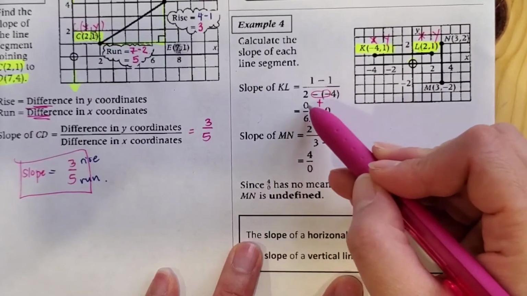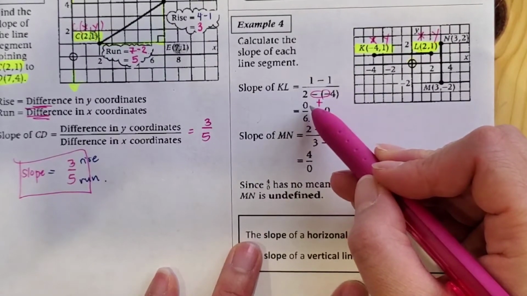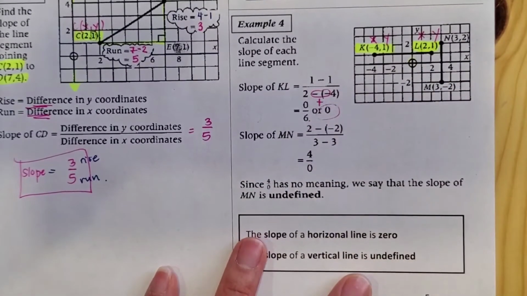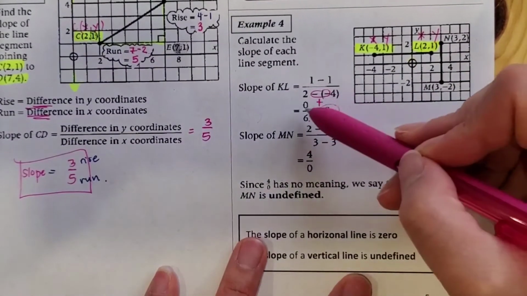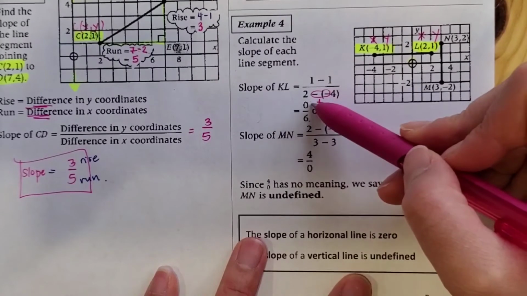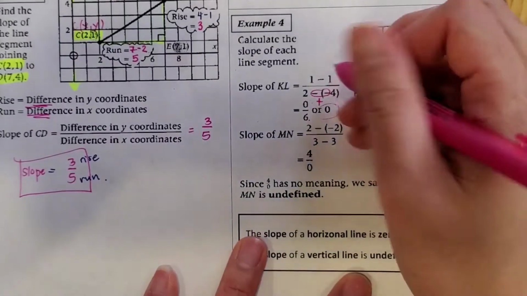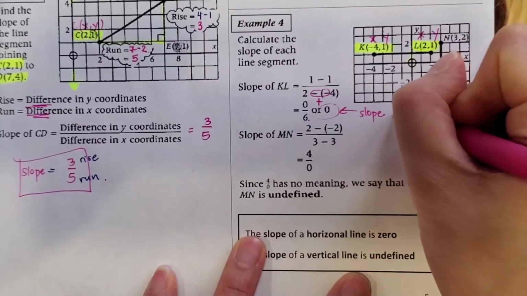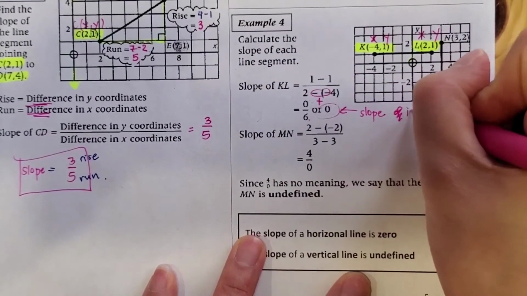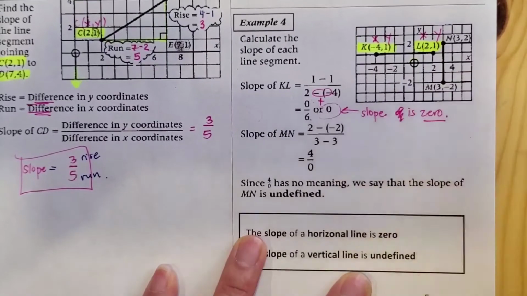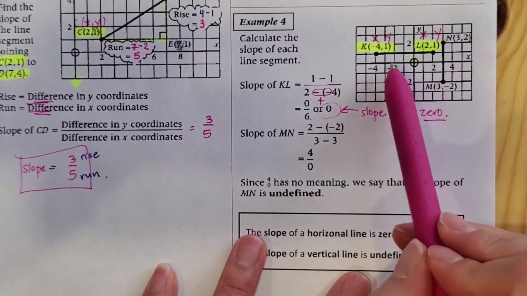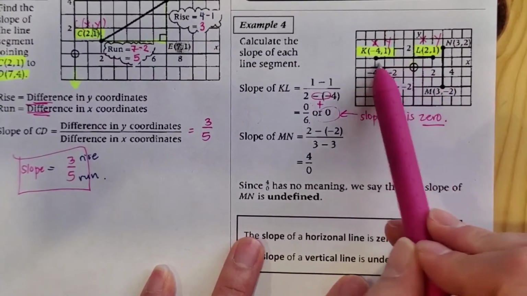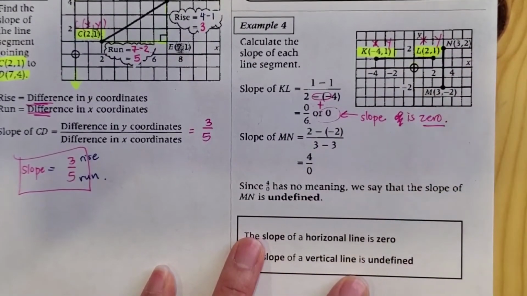Now, if you have a 0 in the numerator, no matter what the denominator is, your slope is always going to be equal to 0. When the numerator, the top number, is 0, the slope is 0. Now, that's when the line is fully horizontal, meaning right to left. It's not diagonal in any way, right?